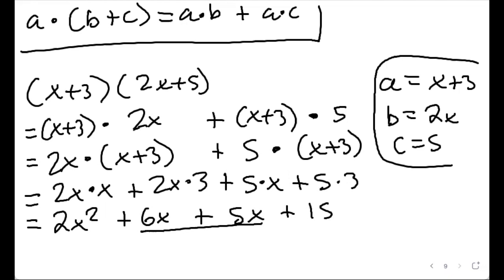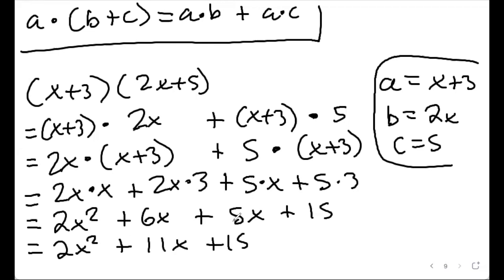We can add like terms here. 6 x's and 5 x's means we have 11 x's, and this is our final answer.